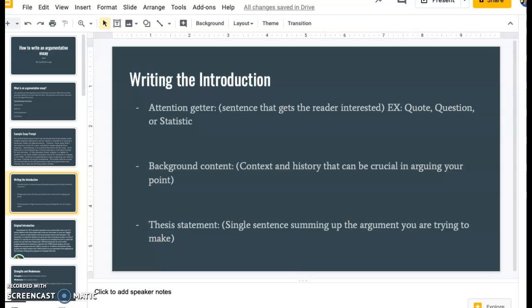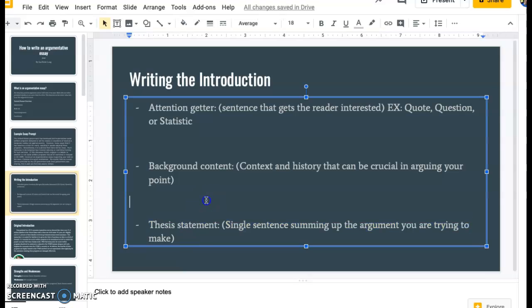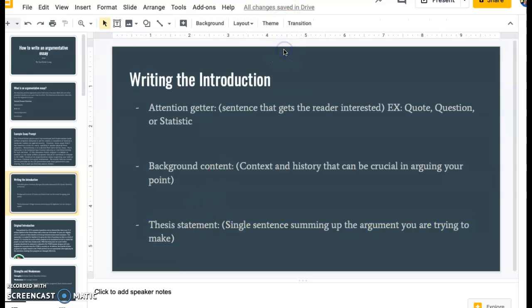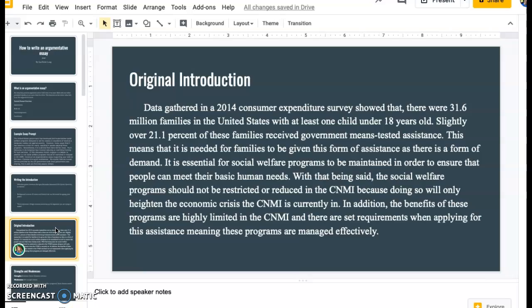You will also need sufficient background content, and what this means is that you need context and history that can be crucial in arguing your point, meaning you need a little bit of explanation as to your issue and your argument, which will be stated in your thesis statement. Your thesis statement is basically a single sentence which sums up the argument that you're trying to make. But in order to do that, you need some background so that your audience is familiar with what you're talking about.